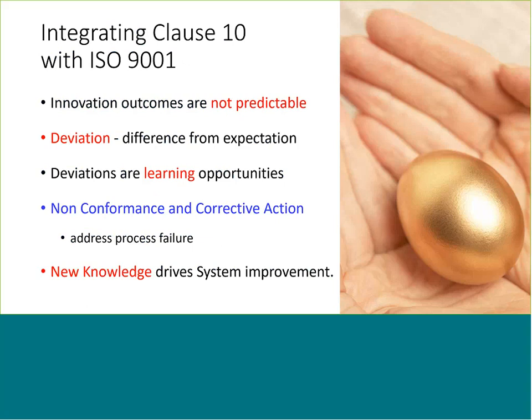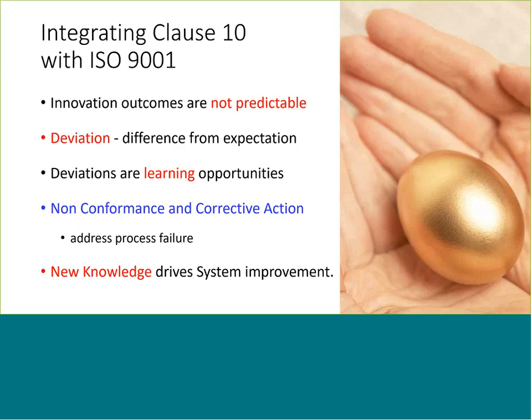outcomes are not predictable when we're innovating. Deviation is a difference from expectation, but they are big learning opportunities. The press love these deviations because they make good stories, but they're relatively small in proportion to, shall we say, the outcomes that we fight for in the world of innovation, because we know what we were looking for originally and we've been working towards it.